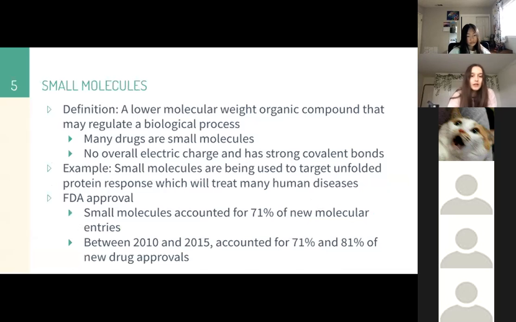And then we went over small molecules, which are lower molecular weight organic compounds that may regulate a biological process. Many drugs are small molecules, and they have no overall electric charge and strong covalent bonds. An example is that small molecules are being used to target the unfolded protein response, which treats many human diseases. They account for 71% of new molecular entries, and in 2010 and 2015 they accounted for 71 and 81% of the new drug approvals from the FDA.